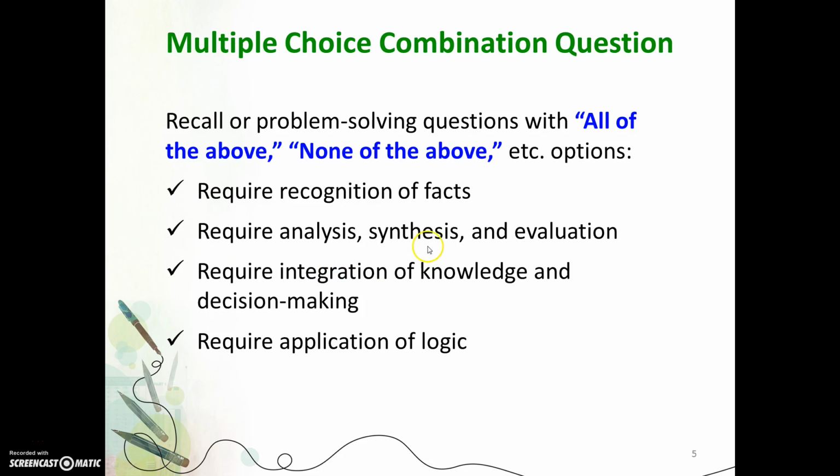Then there's the combination questions. These are questions that have all of the above, none of the above, or other questions that involve 1 and 2 only, or B and C and D only. That type of question where three of the answers might be correct and one of them is actually false. How do we deal with those? Those ones require a lot of thinking and take up a lot of our time just on the actual structure of it.